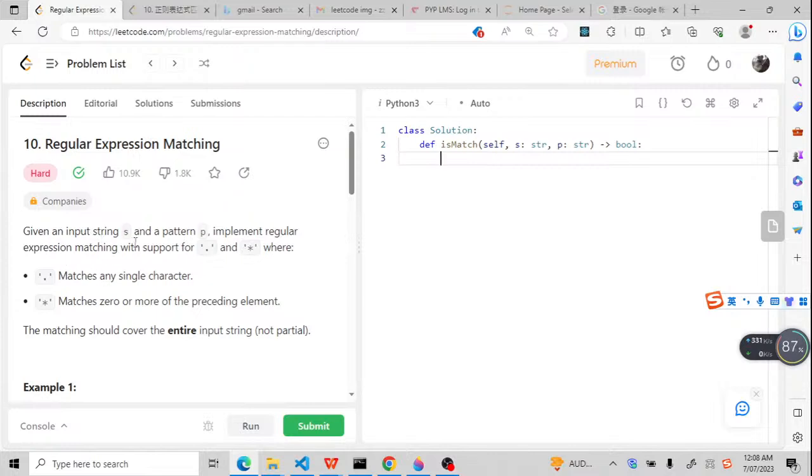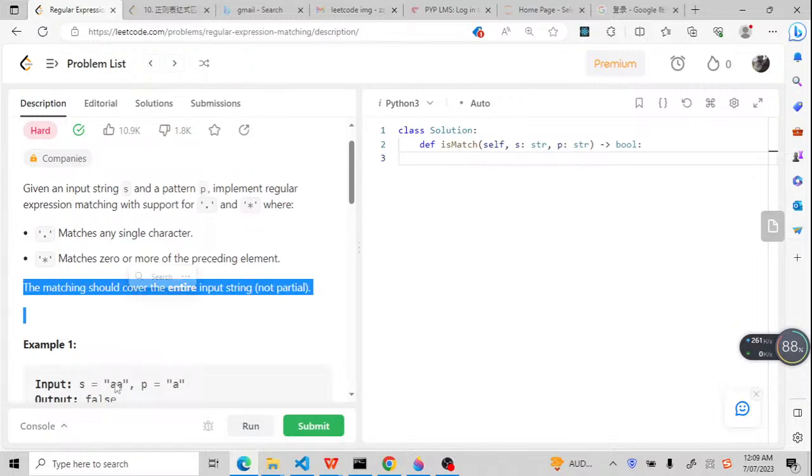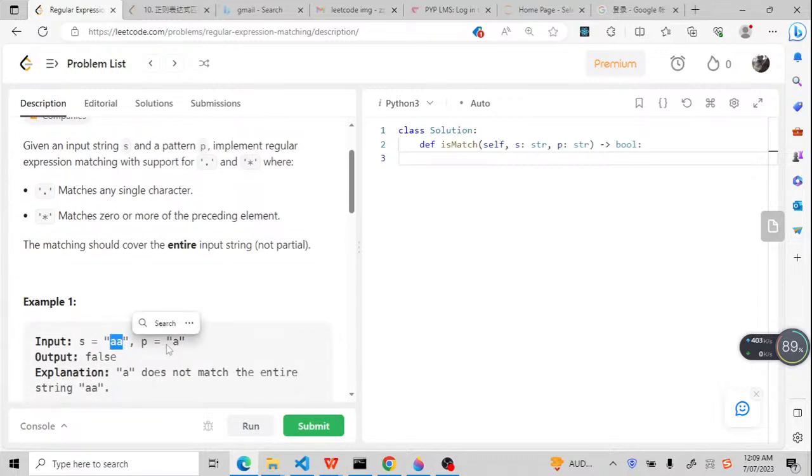Given an input string S and a pattern P, implement regular expression matching with support for dot and star, where dot matches any single character. For example, dot can match any single character like A, B, C, etc. And star matches 0 or more of the preceding element. The matching should cover the entire input string, not partial. For example, this is not a match because the string is AA and the pattern is A. If the pattern is A dot, or A star, or AA, it will be a match.